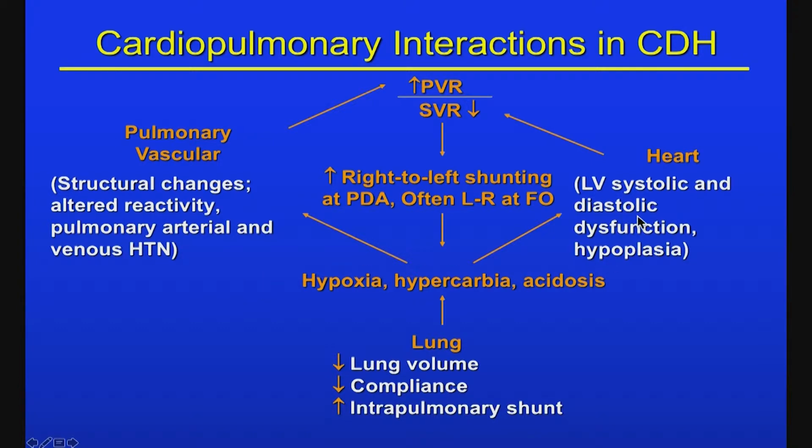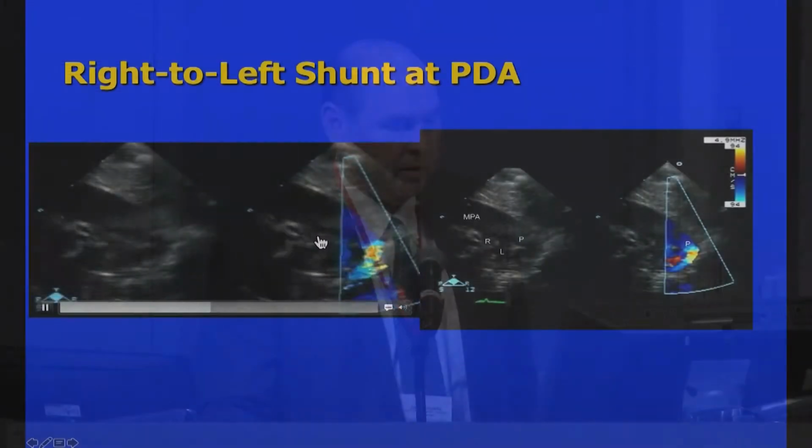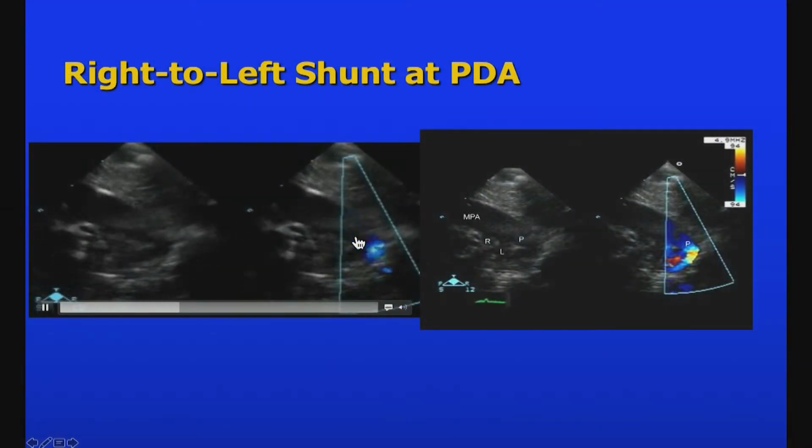And most importantly, I think now, and what I'm going to try to convince you of, is the LV with systolic and diastolic dysfunction and hypoplasia, which I think plays a critical role in our management of diaphragmatic hernia and something we're going to have to focus on. So this shows a right-to-left shunt of the ductus arteriosus, very common in babies with diaphragmatic hernia and other forms of PPHN.